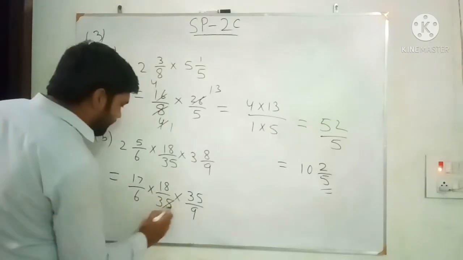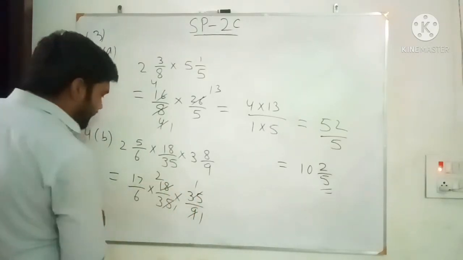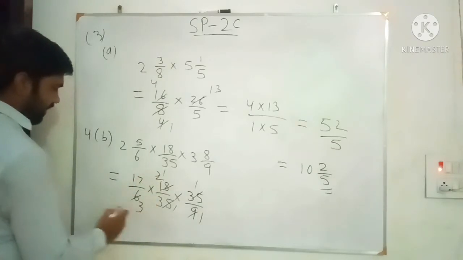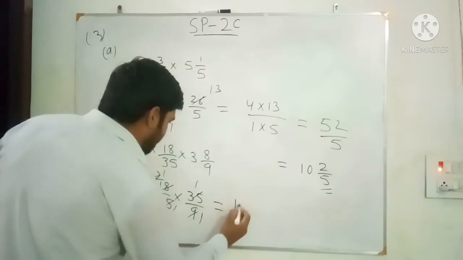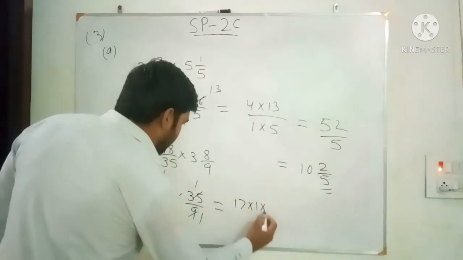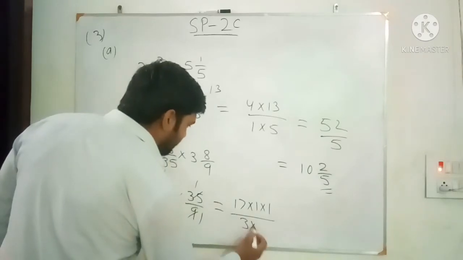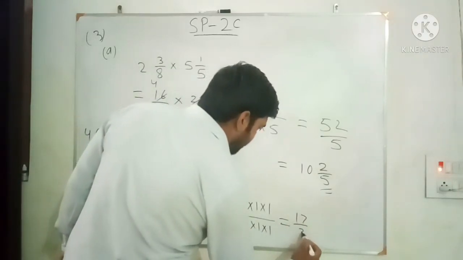Now see, 35 1 is 35, cancel. 9 1 is 9, 9 2s are 18, cancel. Now 2 1 is 2, 2 3s are 6, that is cancel. So what is left on the numerator place? 17 multiply 1 multiply 1, 3 multiply 1 multiply 1. So the answer is 17 by 3.